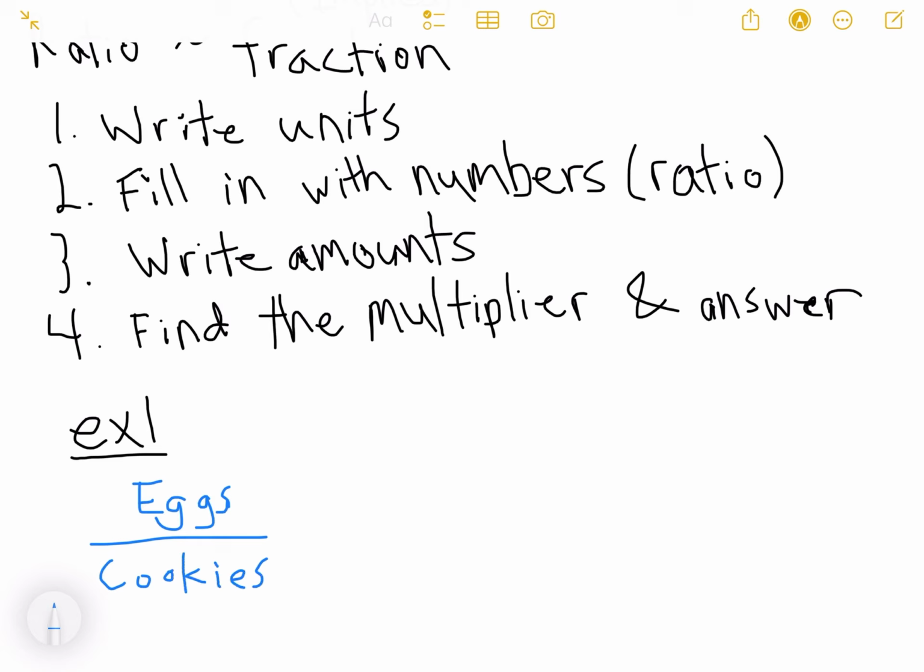Now what's my second step? Well, my second step is to fill in with numbers. I'm still in that first sentence. So the eggs, how many eggs did I have? I had 2.5 eggs. And how many cookies did I have? I had 140 cookies. That's a crazy amount of cookies for 2.5 eggs. But I guess they're eggless pretty much.